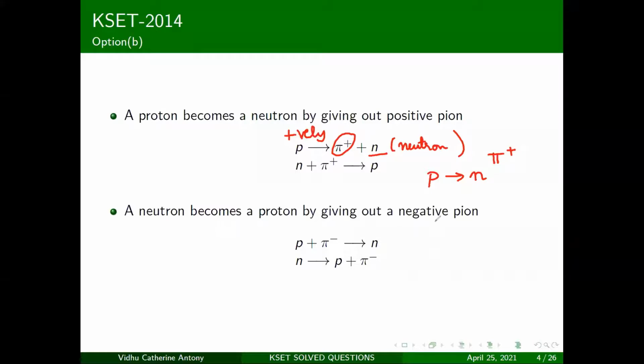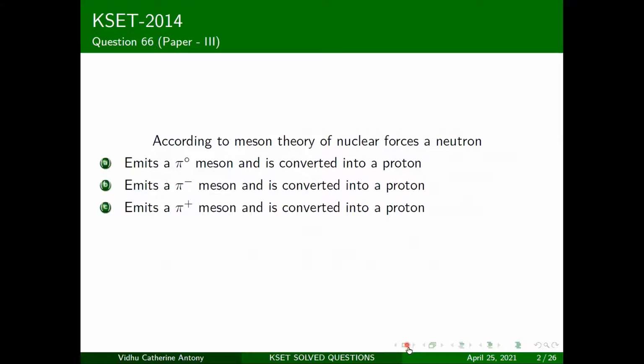And how does a neutron become a proton? A neutron becomes a proton by giving out something negative, right? So that it can get a positive charge, right? So that becomes a pi minus meson. So let's go back and look at this question. They have asked how does a neutron get converted into a proton. So a neutron gets converted into a proton by giving out a pi minus meson. Okay, so that's option B.